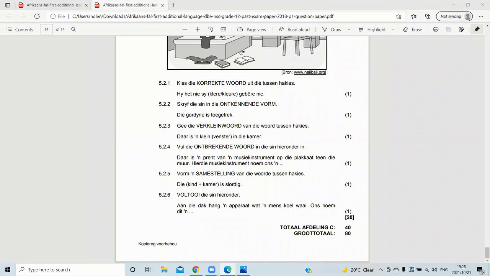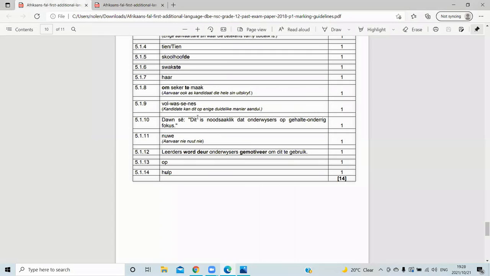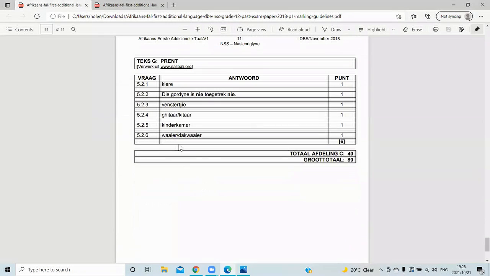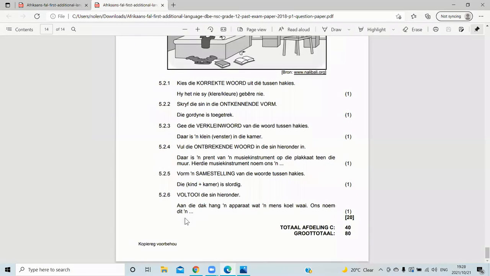Okay. And then you guys can save the chat. I learned that recently. You can literally save the chat if you wanted some of those notes. Samenstelling, kind plus kamer, kinderkamer. So whenever you have kind plus something, it's kinderkamer. I'm just going to show you. Kinderkamer. Okay.